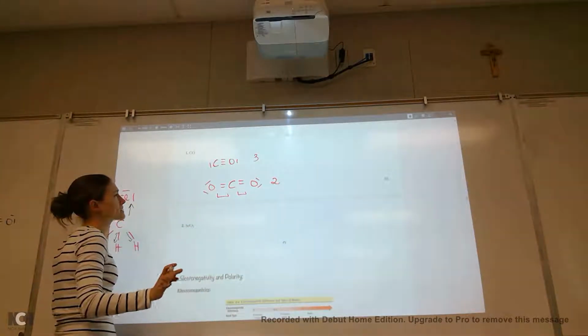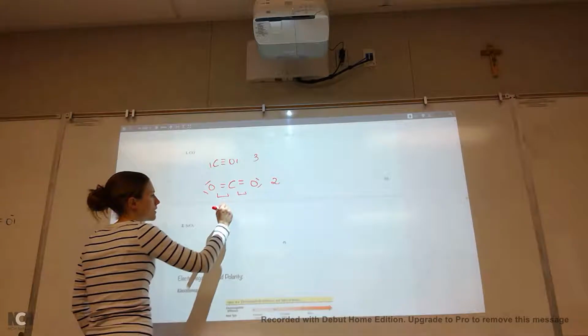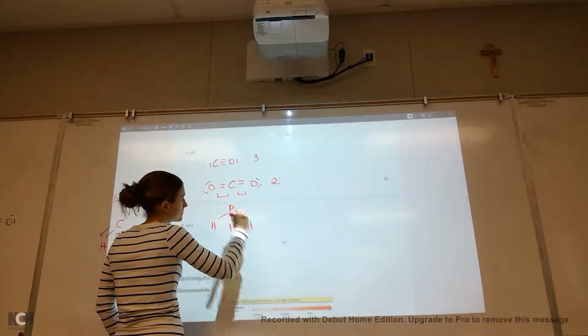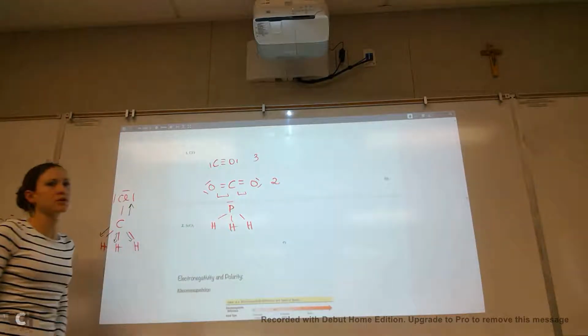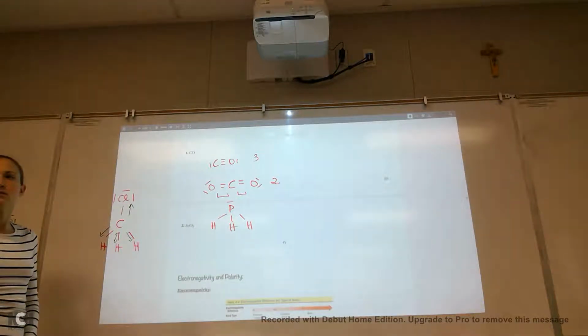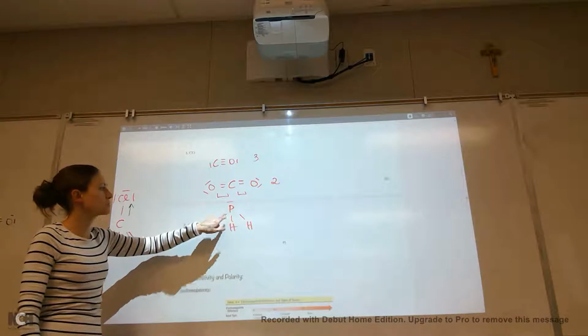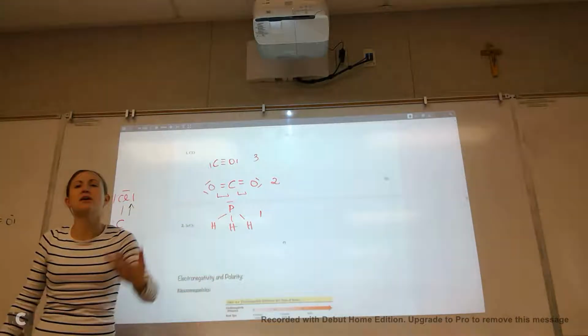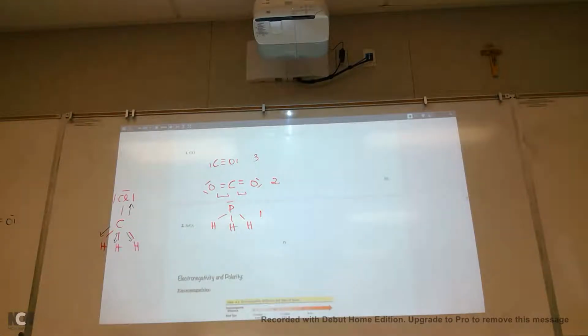I heard someone ask about, for example, if I give you this. What is the bond order for this compound? 1, right? Single. So if I have a triple bond, the bond order is 3. If I have a double bond, the bond order is 2. If I have a single bond, the bond order is 1. That should be bringing up questions in your mind.